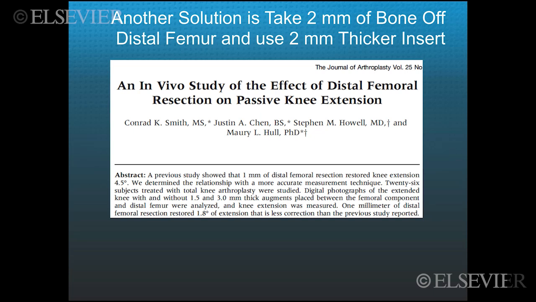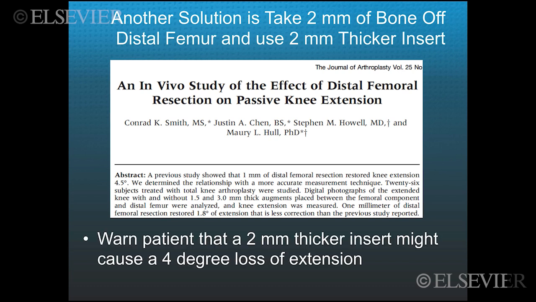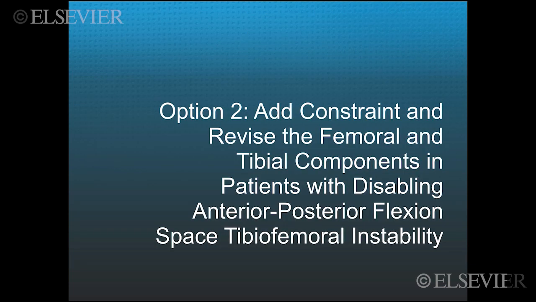Another solution is go back and take 2 millimeters of bone off the distal femur, which unfortunately raises the joint line. You're actually resecting bone to compensate for a flexion space laxity increase, and you can use a 2 millimeter thicker insert. So this is another option. But you got to warn the patient with the additional thickness of the insert that they still might lose some extension. Option 2 is add constraint and revise the femoral and tibial components in patients that have a disabling amount of AP flexion space tibiofemoral laxity.